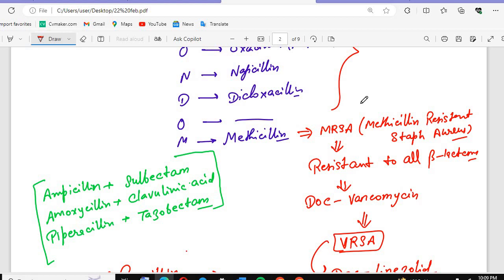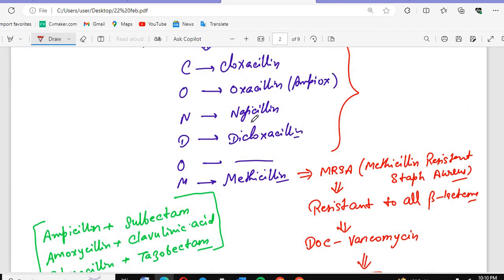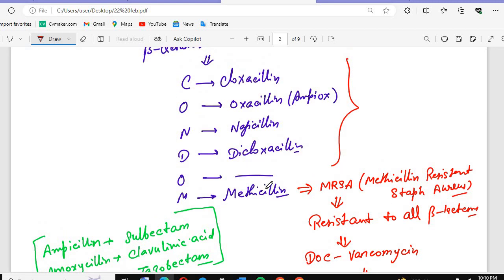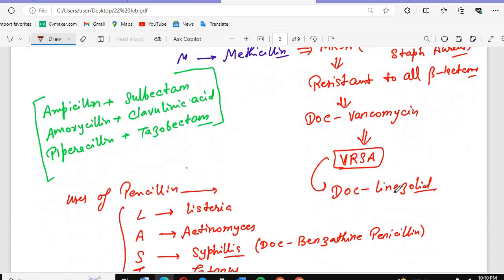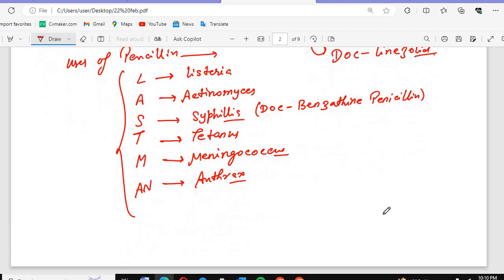But if the bacteria is methicillin sensitive Staph aureus, in that condition we can give nafcillin or dicloxacillin. So these drugs we can use if it is methicillin sensitive. But if it is methicillin resistant, it means it is resistant to all the beta lactams. So in that condition, we need to give vancomycin, and then we have linezolid. I hope this is clear.